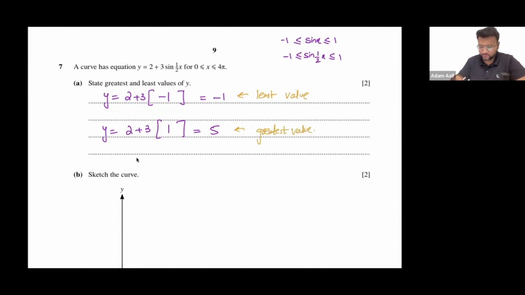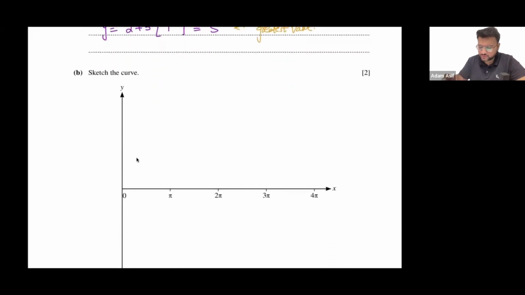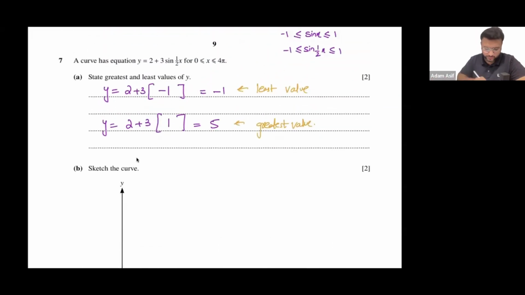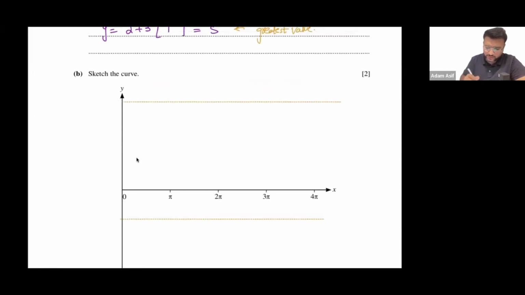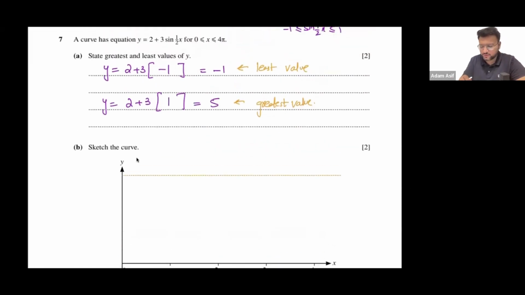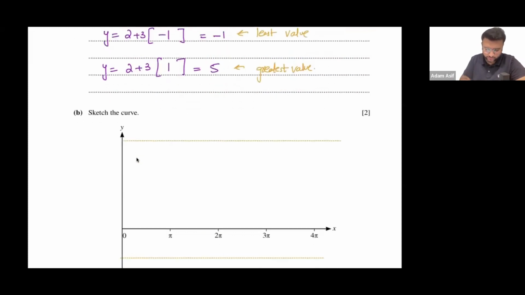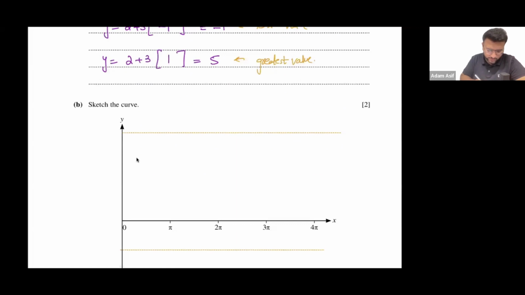Okay. Now, in the second part, we need to sketch the graph. For sketching, we now know the minimum and the maximum value. The minimum value is -1. The maximum value is 5. So the axis of rotation is going to be between 5 and -1. So 5 minus 1 divided by 2. You add these two values and divide by 2, so that's going to be 2. The axis of rotation is at 2.